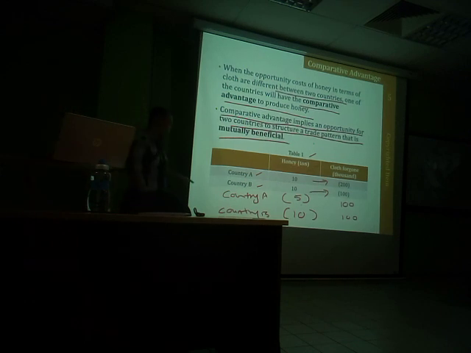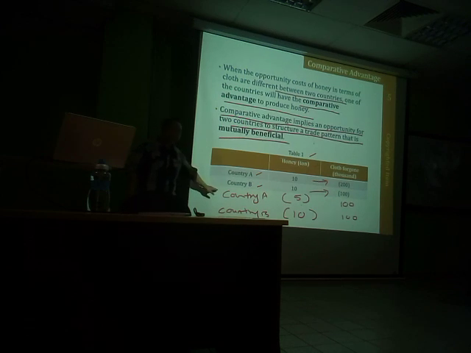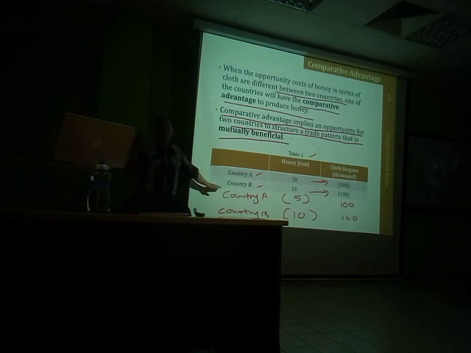Now you tell me the opportunity cost. For country B, to produce 100 units of crop, what is the opportunity cost? 10 tons of honey, right? And what about country A? 5 tons of honey. Which country has the lower opportunity cost? A. That means A should produce? Crop, right? And which country should produce honey? B. Now you understand the comparative advantage. Country A has a comparative advantage in crop. Country B has a comparative advantage in honey.